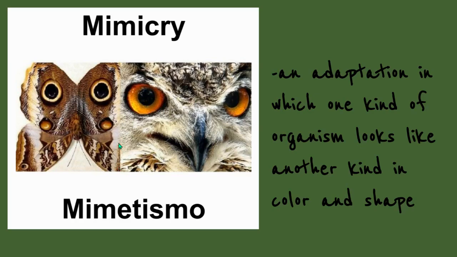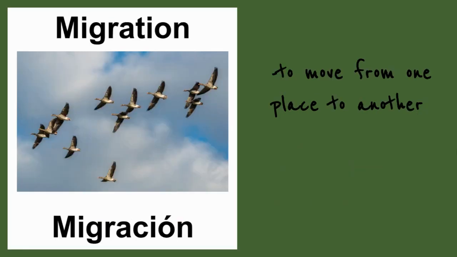For example, look at this moth. It is using mimicry to look like an owl. Predators can become confused and think that this is an owl and not attack it. Now that we've looked at some physical adaptations such as camouflage and mimicry, let's take a look at some behavioral adaptations. This next word is migration.